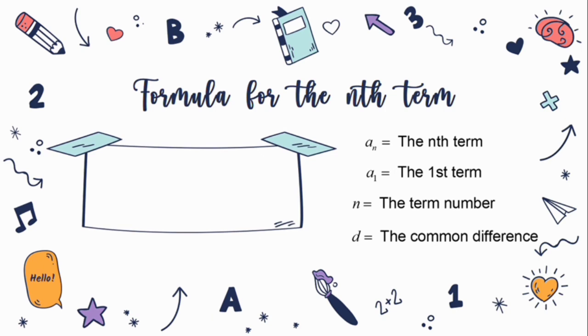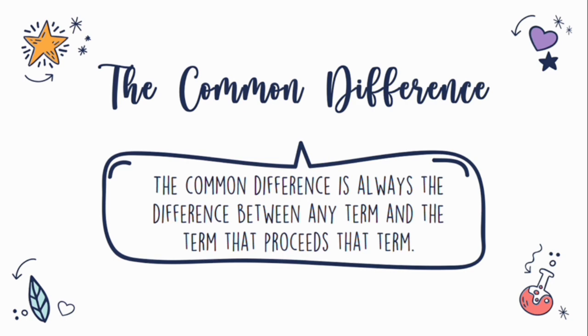Formula for the nth term. The formula for the nth term is the conclusion of the general formula before. A sub n equal a sub 1 plus n minus 1 times d, where a sub n is the nth term, a sub 1 is the first term, n is the term number, and d is the common difference. The common difference is always the difference between any term and the term that precedes it.